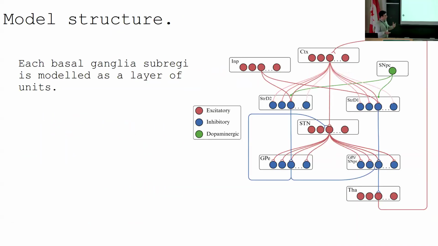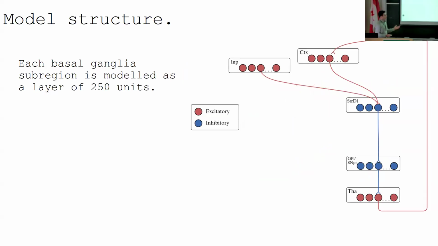So what we've built is a simple firing rate model of the basal ganglia, where each region within the circuit is represented as a layer of 250 different units. This looks like a plate of spaghetti right now. For all the simulations, every region represented here is actually included. But for the sake of this presentation and understanding the results, we're going to focus on a much simpler version of the circuit.